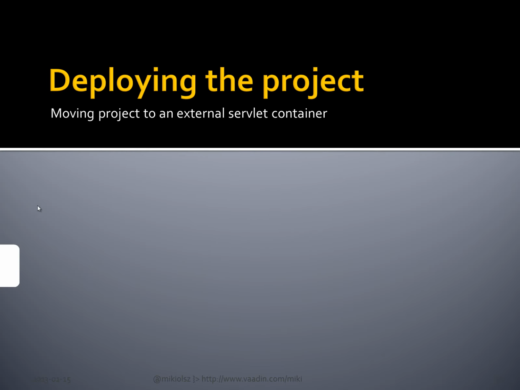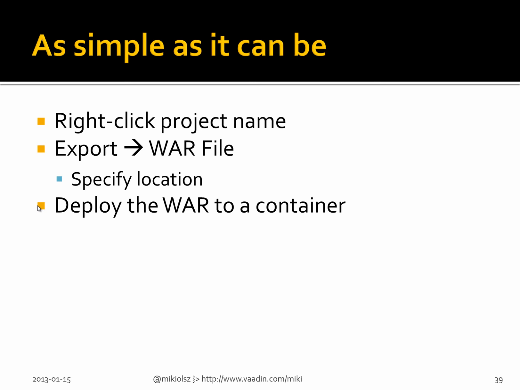Okay, now for deploying the project. Once we are done with the code and we are satisfied with it, we tested that it works correctly, we have to do something with it to make it available. And it's very simple in Eclipse. You just right-click the project name, export WAR file, specify the location of that file, and this is the file that you should deliver to your servlet container. Apache Tomcat, for example, has an admin interface which allows you to upload WAR files directly and automatically deploys them. So this is the only thing you need to do.